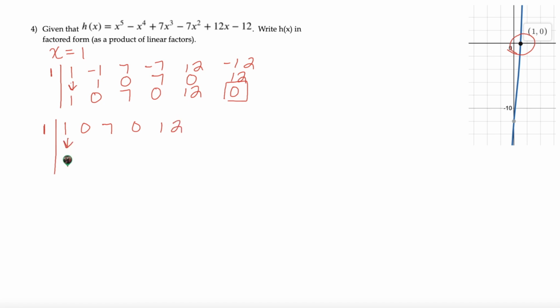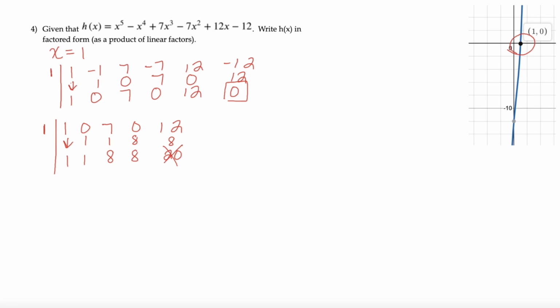Bring down 1. 1 times 1 is 1. 0 plus 1 is 1. 1 times 1 is 1. 7 plus 1 is 8. 8 times 1 is 8. 0 plus 8 is 8. 1 times 8 is 8. Oh dear. So 1 only has a multiplicity of 1 time because it does not evenly divide into it again.